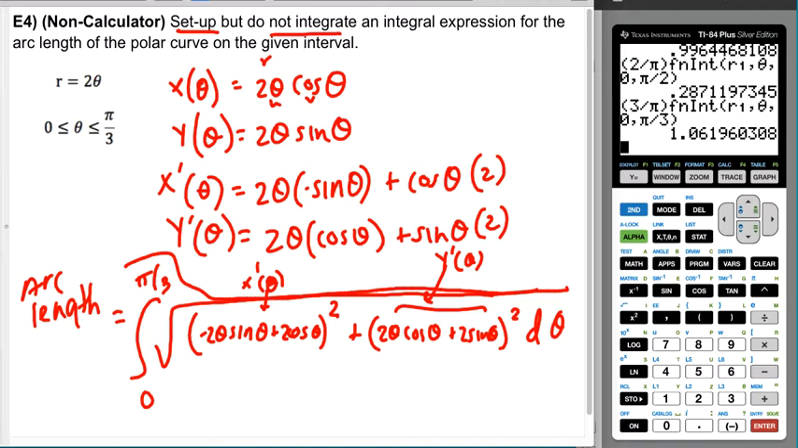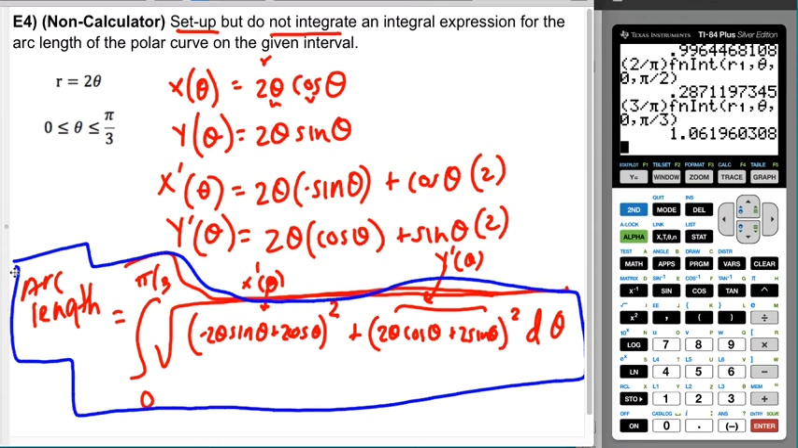So let's make that a different color. So here's my answer, right? So my job is to know the formula. I was not asked to integrate it. I do need to find x prime of theta and y prime of theta.